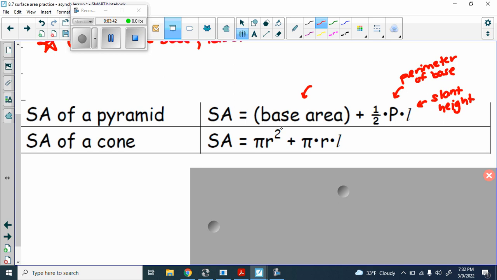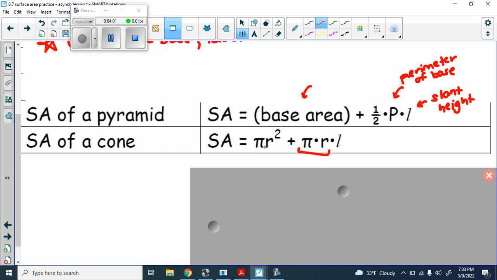So here's our base area right here, pi r squared. This is half the circumference. Instead of 2 pi r, it's just 1 pi r, still times the slant height. So these are very similar. We just replace perimeter with circumference. We just replace generic base area with area of a circle.